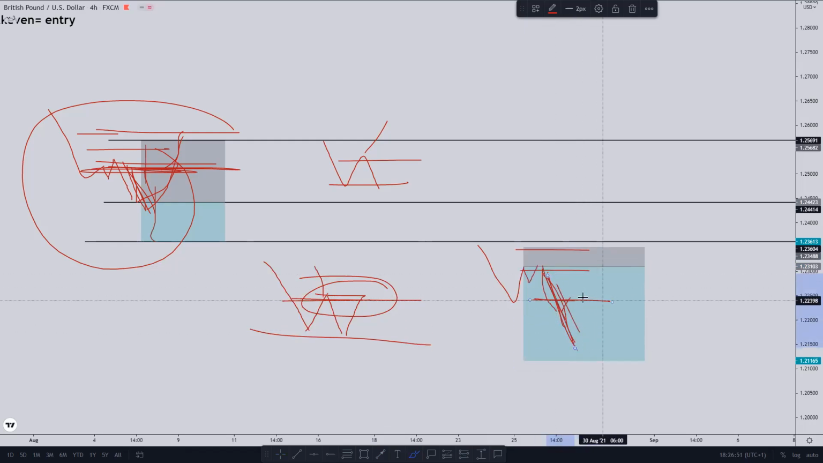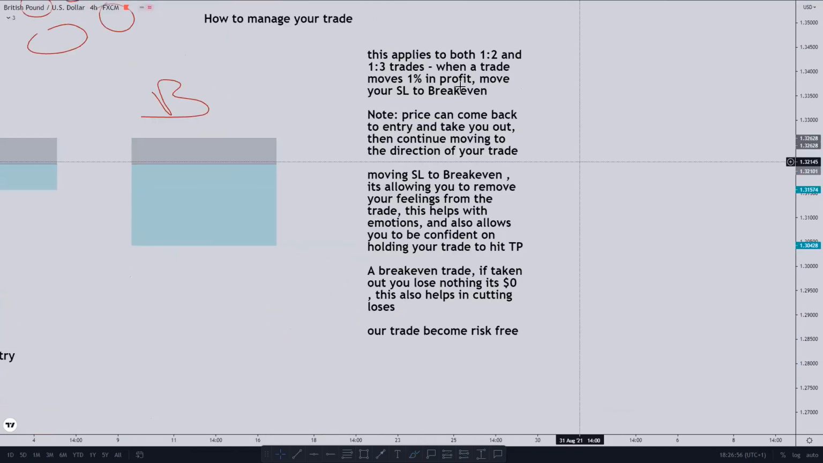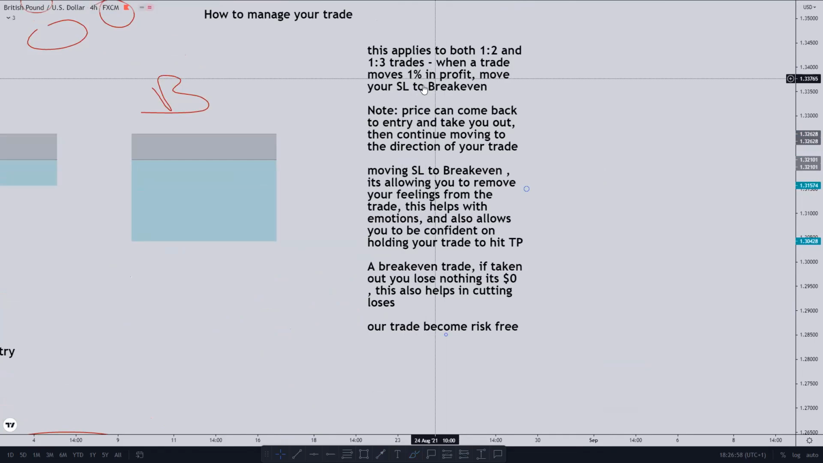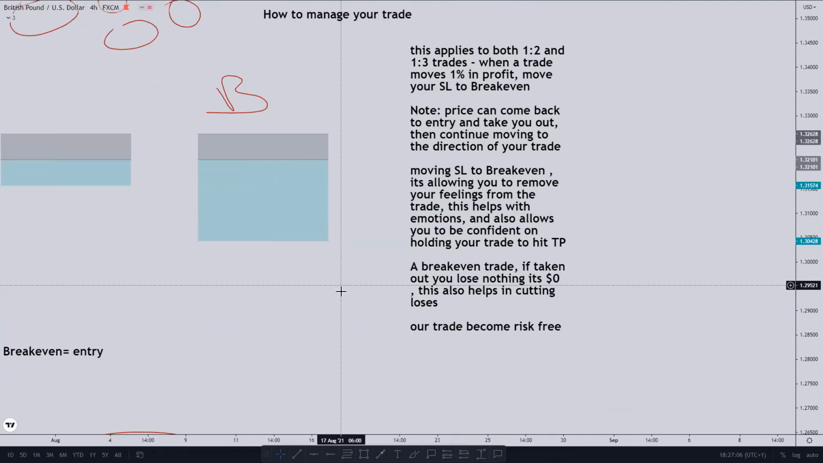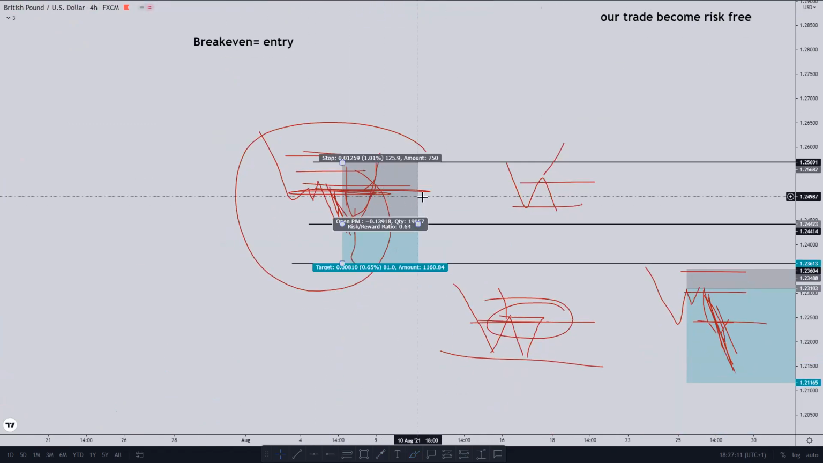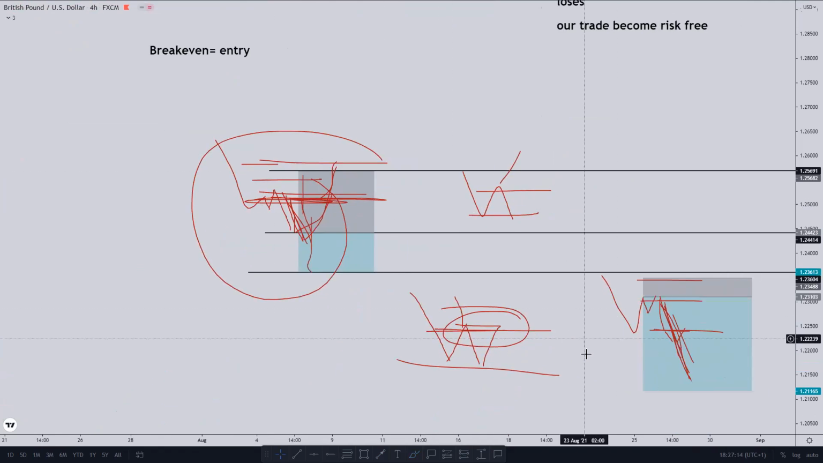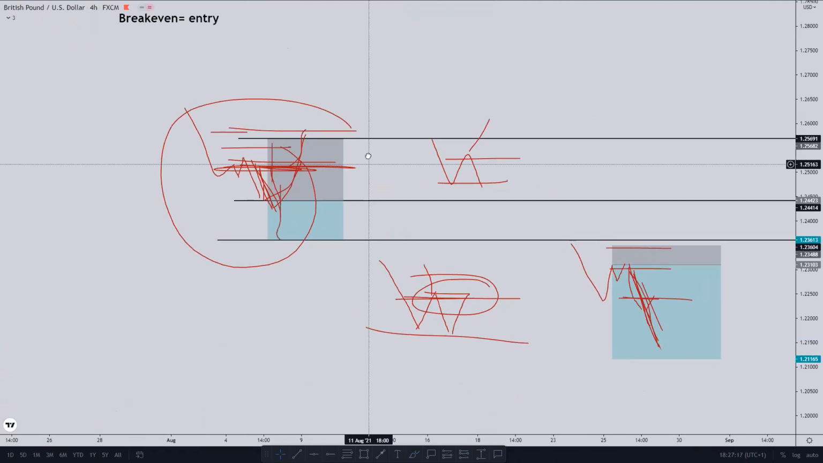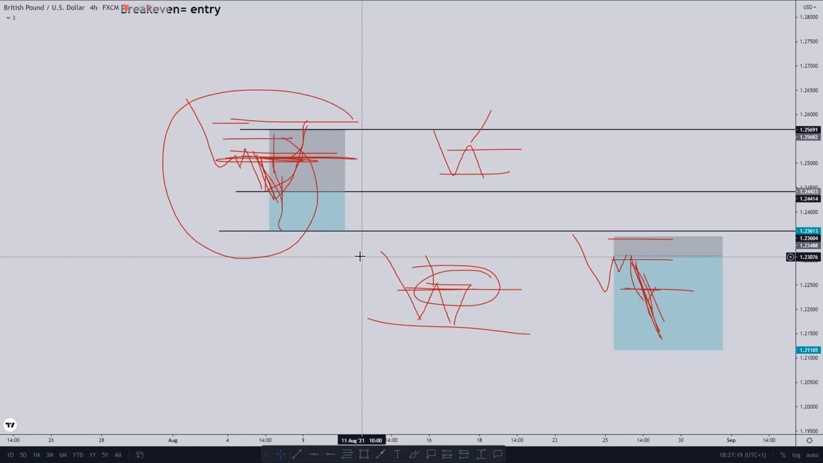So rather wait for price to do what? To move at least 1% into profit. Wait for price to move at least 1% into profit, move your stop loss to break even, right? And then wait for the market to play out. That's how you manage your trade. Because if you don't follow your plan and you start doing this, you're going to end up in a loss on a winning trade, which is going to hurt you.